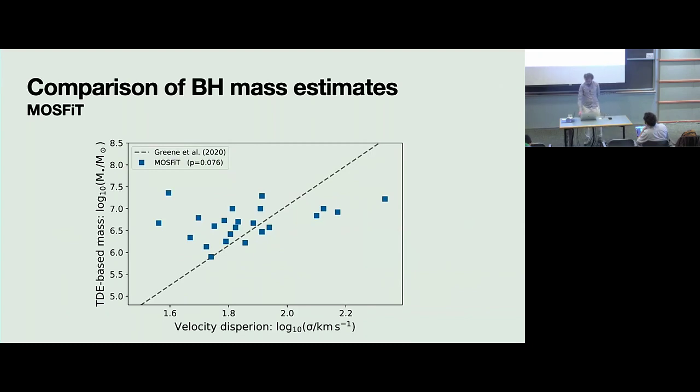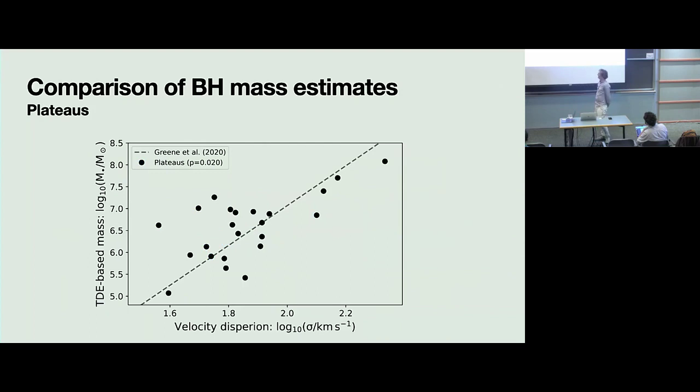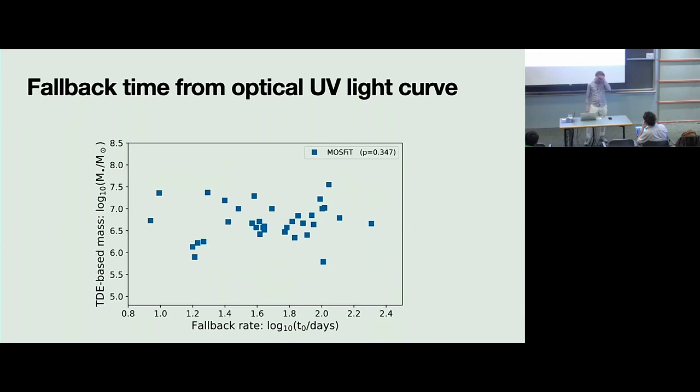This is using the same number of sources, right? So we're always comparing the same number of TDEs. If you take those same TDEs and use their late time plateau to measure the mass, then you get slightly better agreement. There is still some scatter, but this correlation is somewhat more significant. But okay, fine. I think what's more interesting is to think about what if we take a step back and just do something that is more simple.